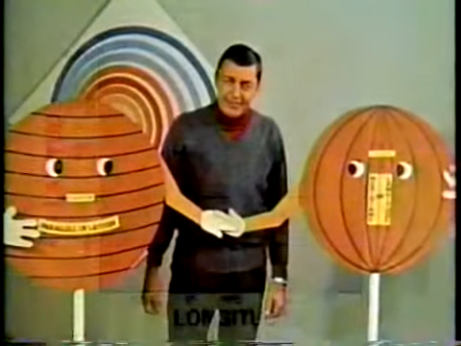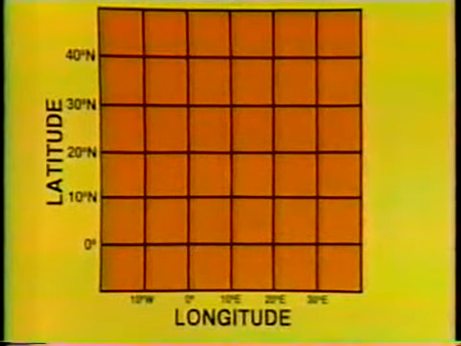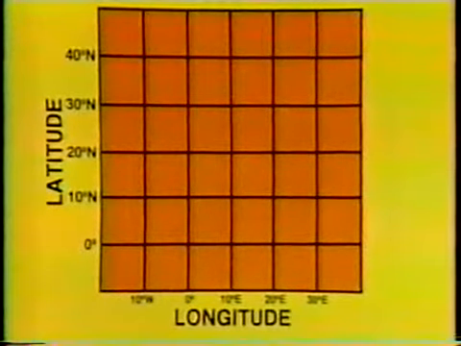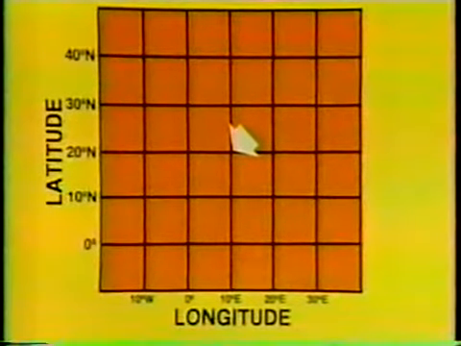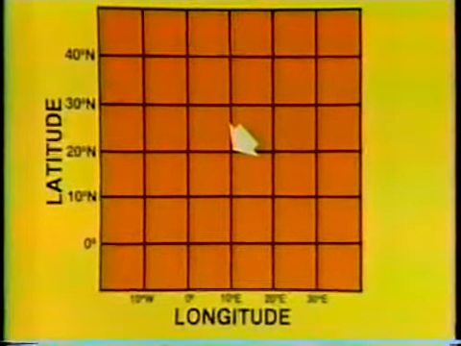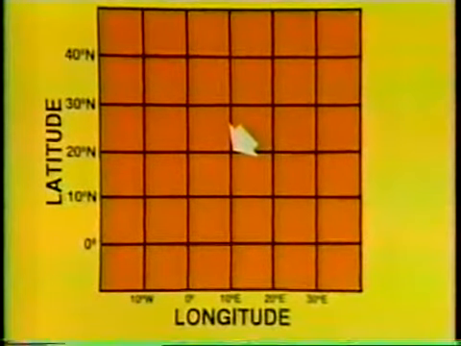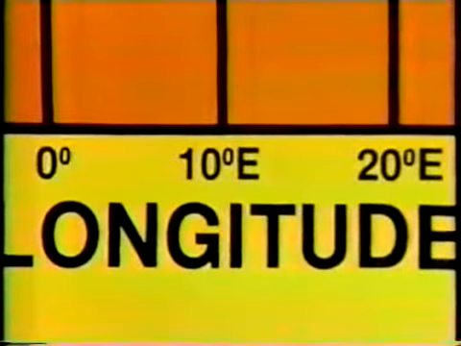For example, on this grid system, the parallels of latitude are numbered on the left, while the meridians of longitude are numbered below. If we place an arrow at this point, we can determine the position of the arrow by referring to the degrees of latitude on the left, and then to the degrees of longitude below. The arrow is touching the 20-degree north parallel, as well as the 10-degree east meridian.